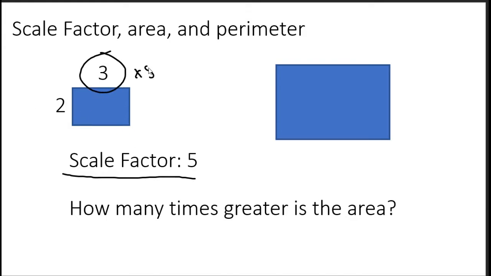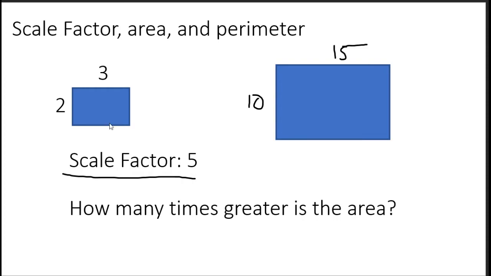3 times our scale factor, 5, is equal to 15. And we know 2 times our scale factor is equal to 10. So we can actually find the side lengths of the corresponding figures. If we write that in, we can see that the new figure should be a 10 by 15.